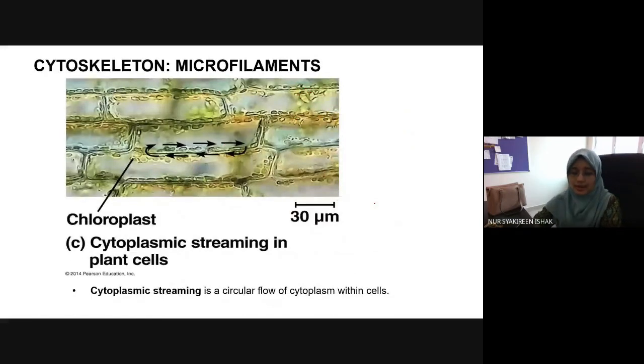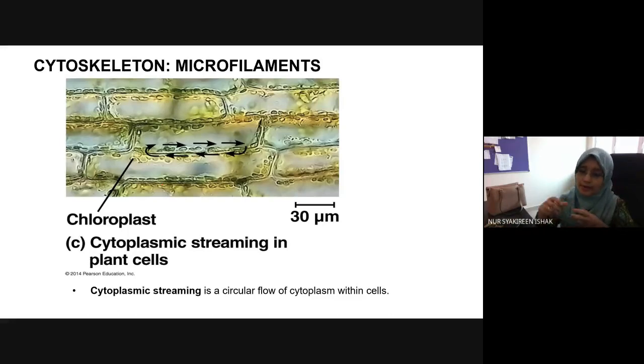So next is cytoplasmic streaming in plant cell. So cytoplasmic streaming is a circular flow of cytoplasm within cell. Okay. So in order to allow within cell, for example, kalau awak tengok kat sini, ini adalah plant cells that has chloroplasts. Yang awak nampak kat sini ni adalah chloroplast. Okay. So kalau ni contoh lah, awak boleh buat contoh untuk awak punya mini project, for example, awak boleh propose a mini project for you to observe plant and animal cell under microscope.